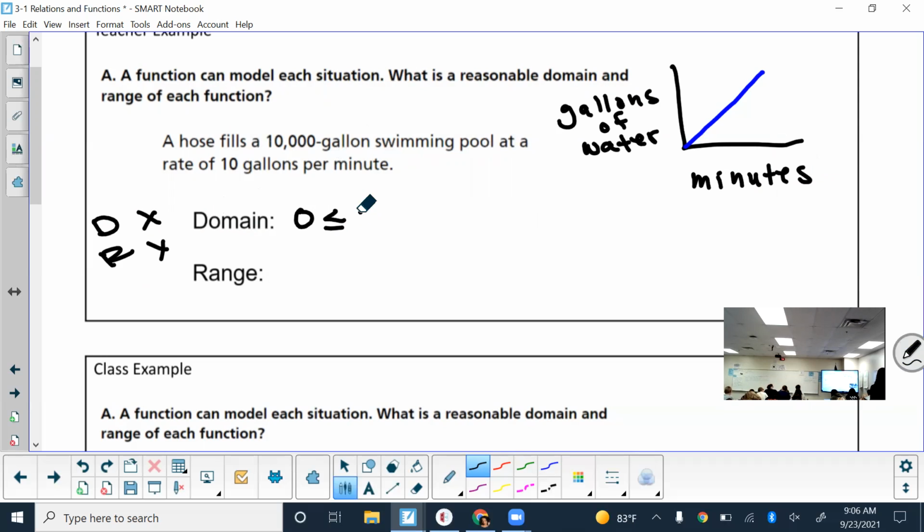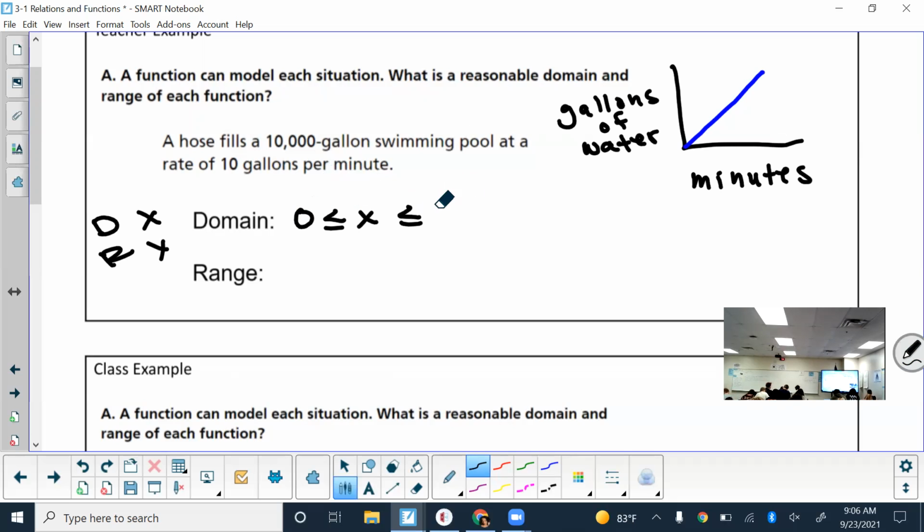All right. For continuous graphs, it's an inequality versus a list, because, you know, it continues, right? So for continuous graphs, we do inequalities for the domain and range. It's basically this type of setup. So it starts at 0.